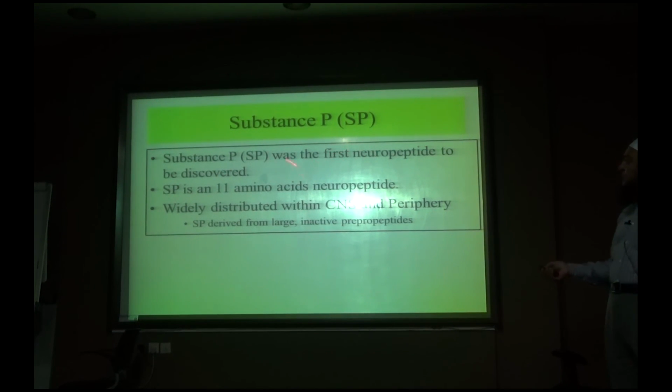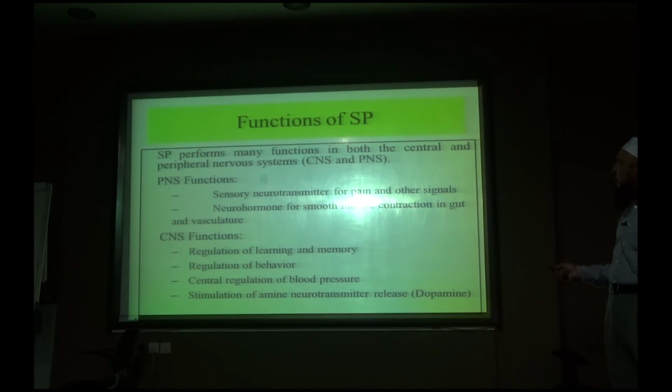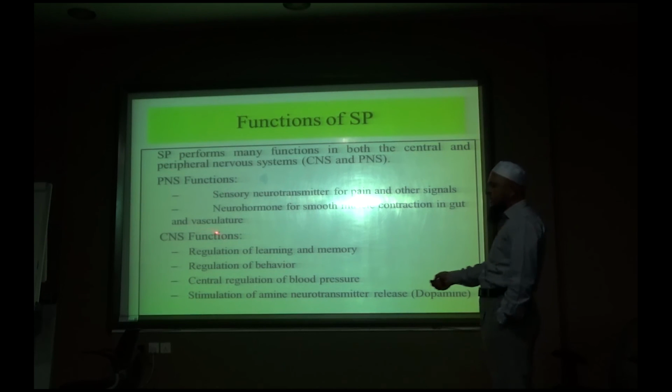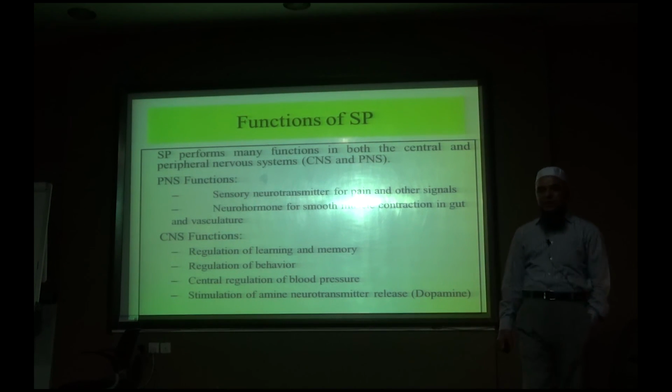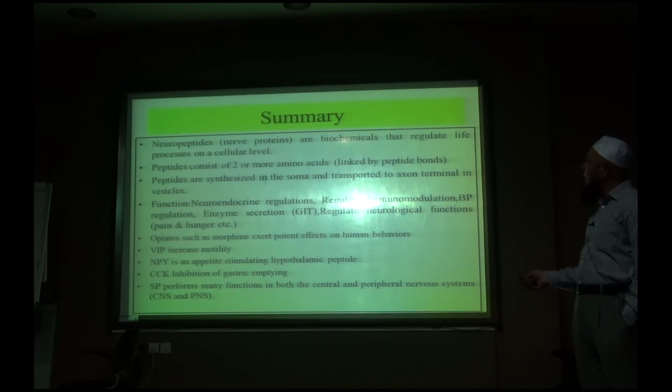Substance P is the first neurotransmitter that was discovered, an 11 amino acid neuropeptide widely distributed in the CNS and peripheral nervous system. It has many functions, but the more important one is as a sensory neurotransmitter for pain and other signals, and a neurohormone for the smooth muscle contraction in the gut and vessels. And these are some sensory functions. CNS functions, for example, learning and memory, regulation of the behavior, and central regulation of the blood pressure because of the vasodilatation. And then some stimulation of the amino neurotransmitters like dopamine.